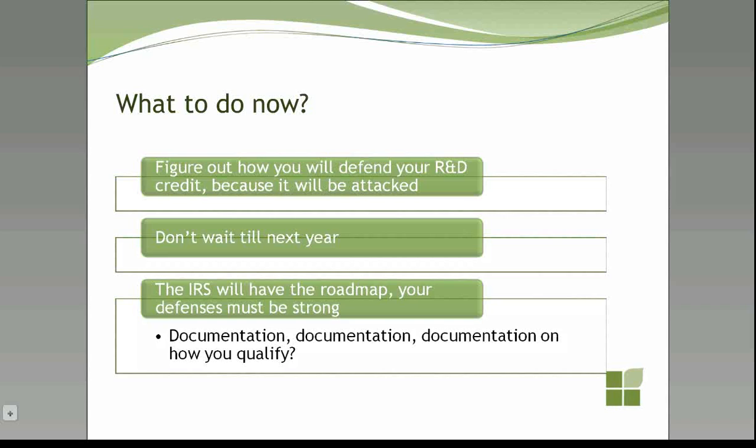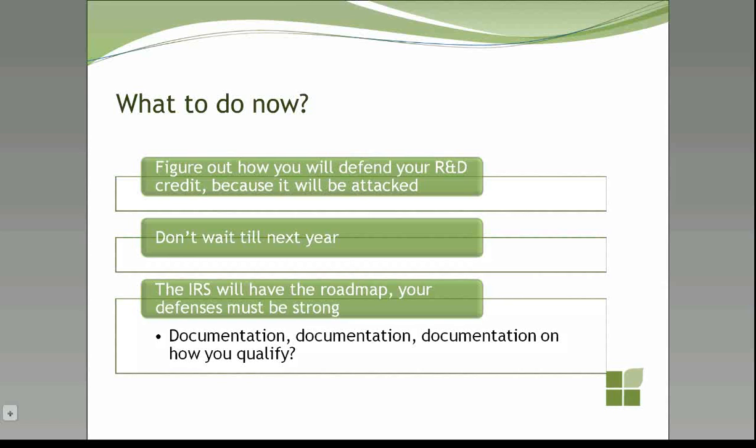The other thing I will mention, actually the last point: the IRS will have the roadmap, so defenses must be strong, and we can't stress it enough, documentation on how you qualify. How much it's worth is always a secondary issue. The IRS just wants to knock you out because you don't qualify, because of some type of argument. So documentation, breaking that cycle and getting it more upfront, is something you'll need. That's, I believe, all of our slides.